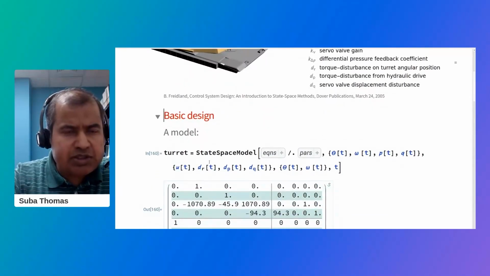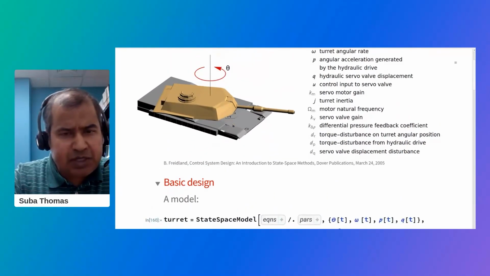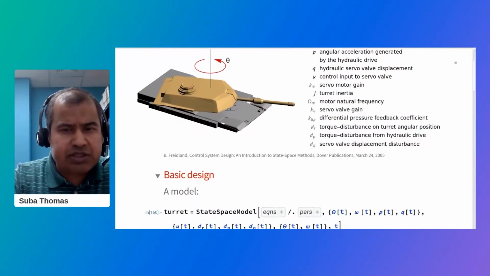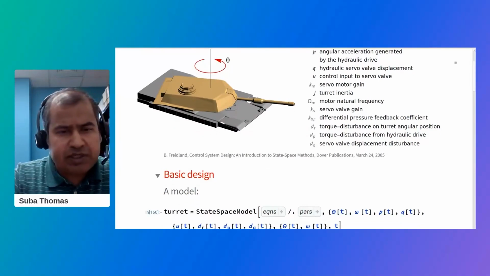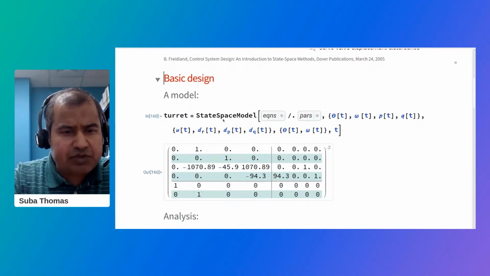Right. So in this case, I have a model of this system, which is a turret on top of this vehicle. And the objective here is to get this turret pointing in a certain direction. So the previous one was a regulator design, where I wanted to keep everything in equilibrium. And in this one, it's like tracking. I want this to point in a certain direction.